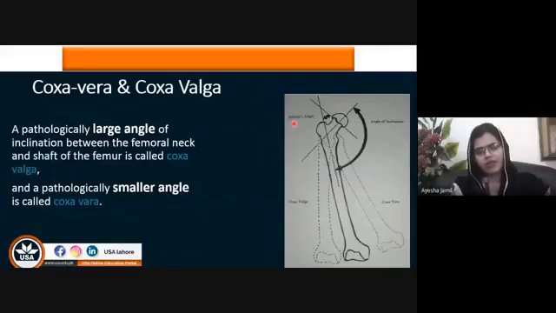Coxa vara and coxa valga are congenital problems of the hip joint in which the neck shaft angle, or the angle of inclination, is disturbed. Normally, the neck shaft angle, which is the angle between the line passing through the head and neck of the femur and the second line passing along the longitudinal axis of the femur, is around 125 to 130 degrees. If the angle is less than 125 degrees, the condition is known as coxa vara, and if the angle is greater than 125 or 130 degrees, the condition is known as coxa valga.